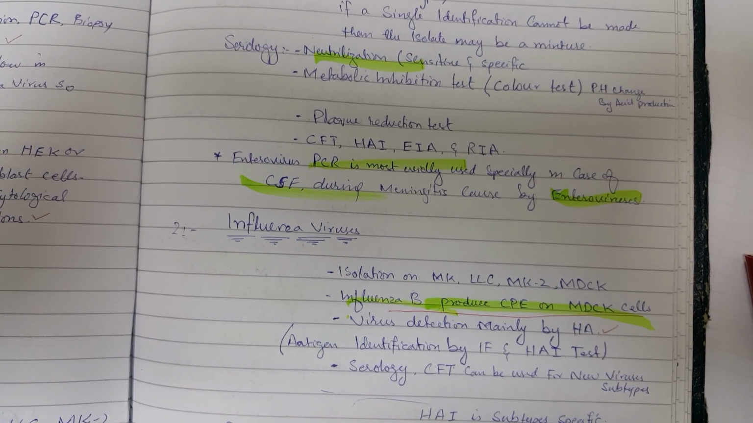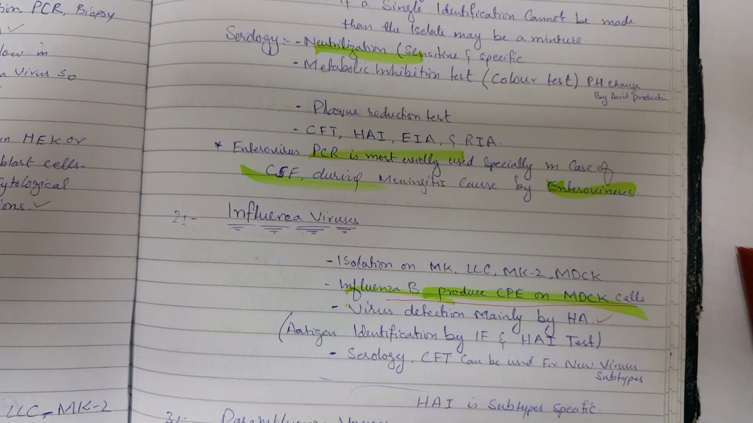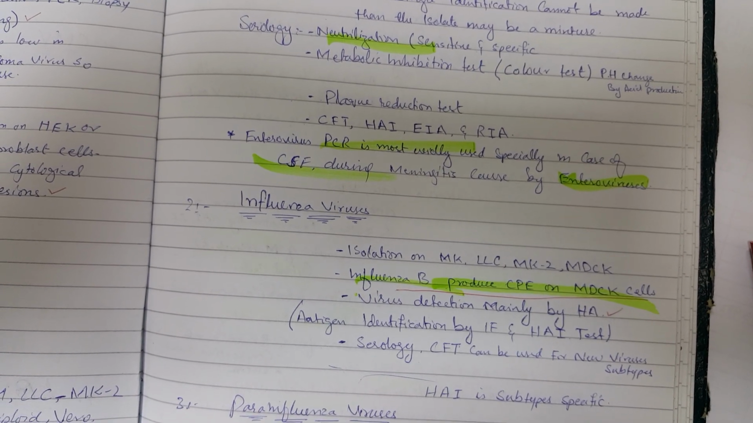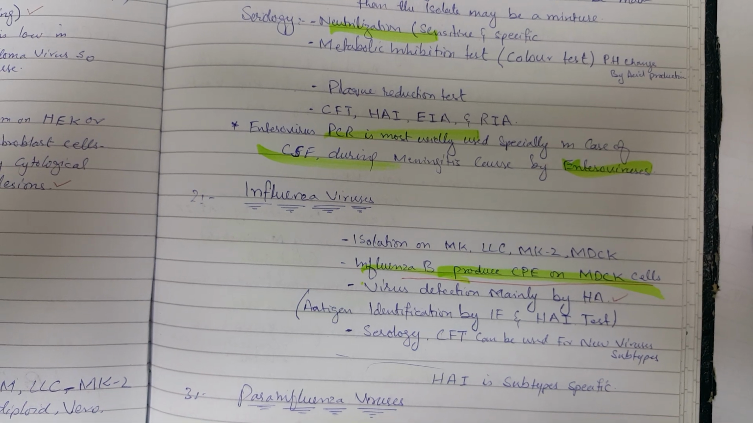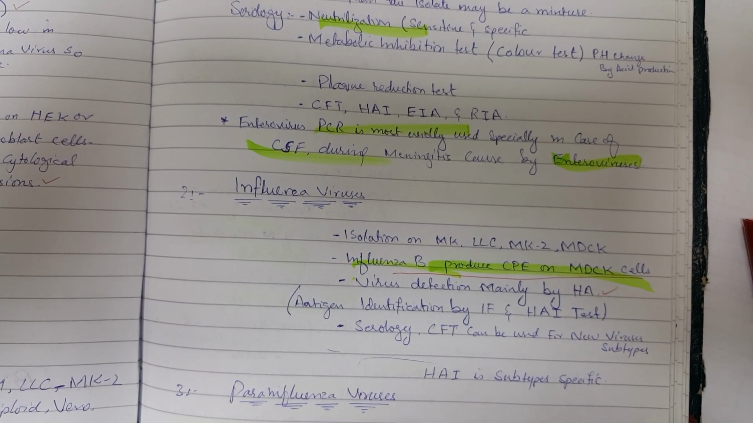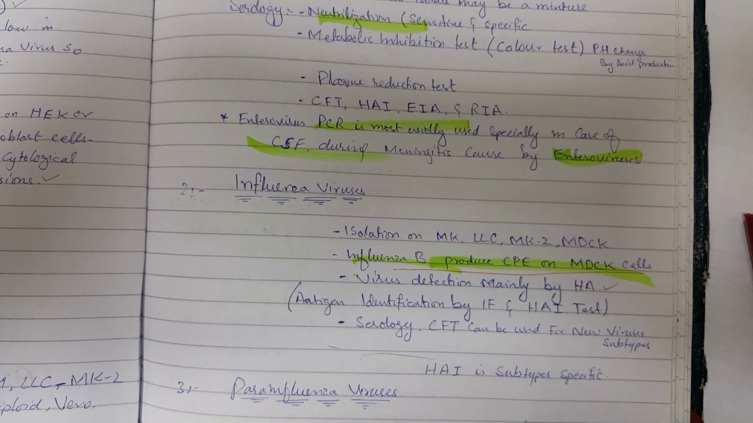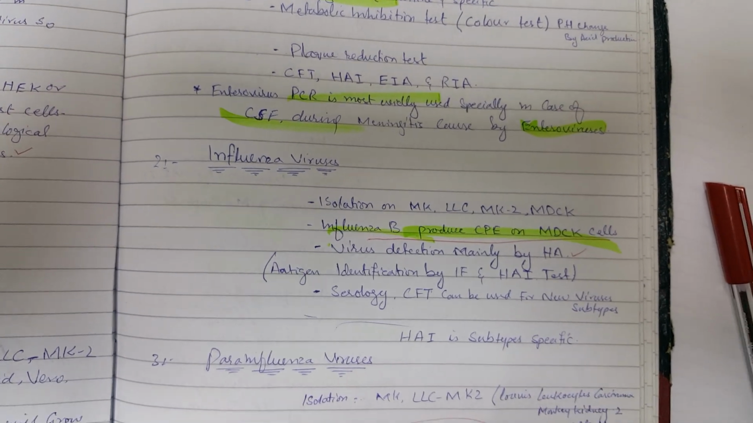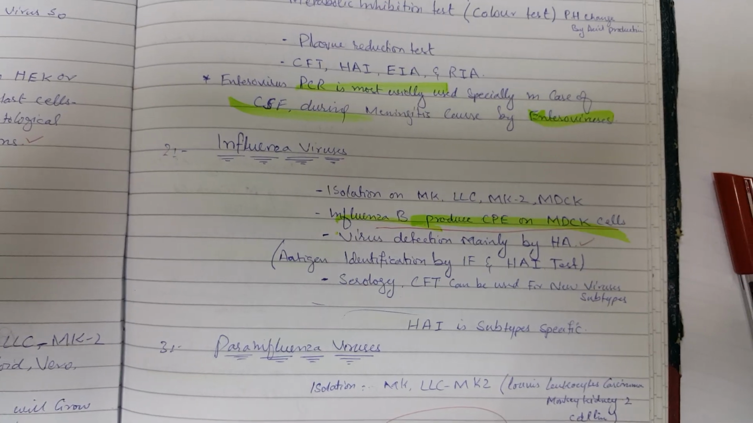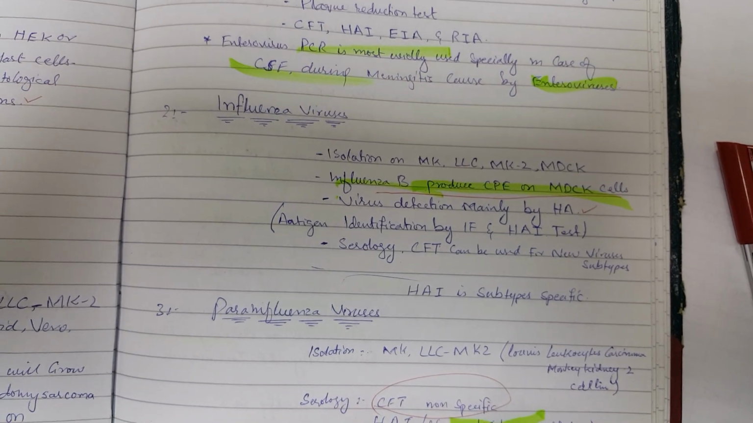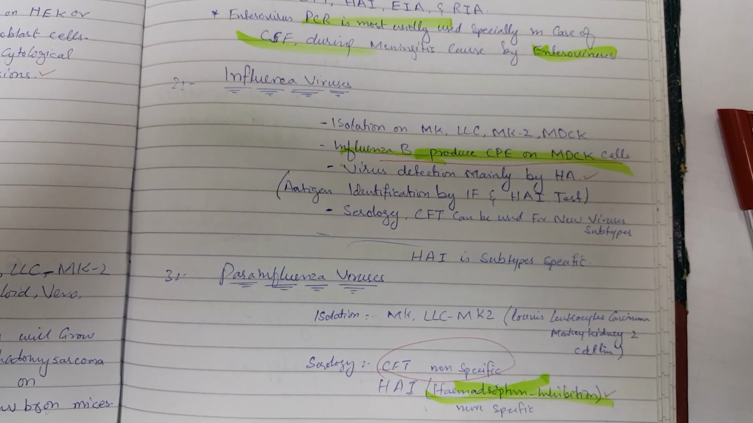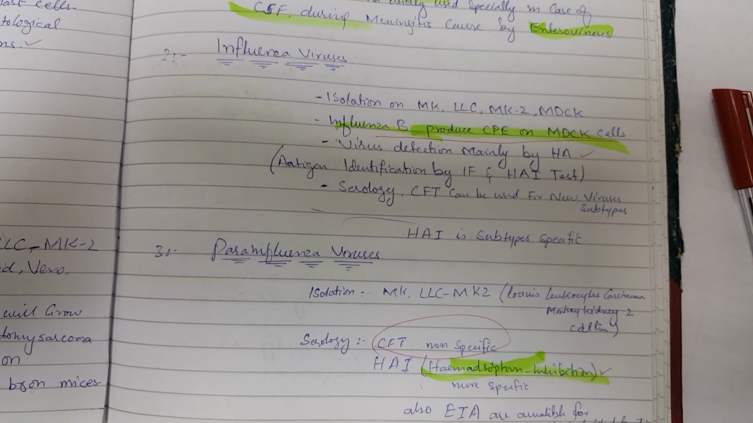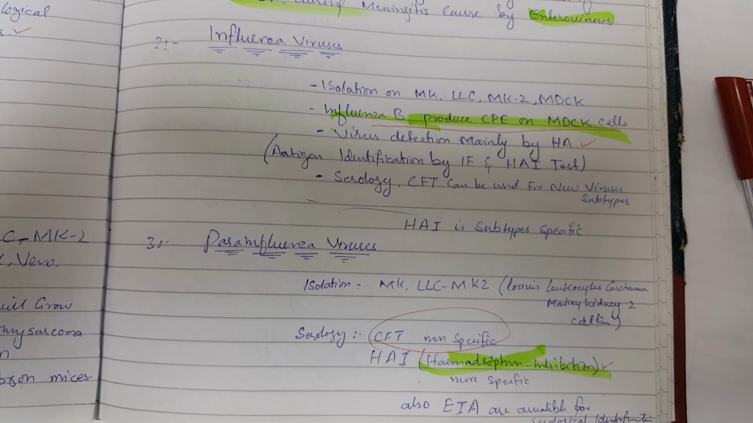Influenza B viruses produce cytopathic effect on MDCK, monkey kidney cell lines, and viruses are detected mainly by the HA antigen, identification by IF and HAI test. Serological complement fixation test can be used for the new viruses subtypes. Parainfluenza viruses isolation can also be done by MK, LLC, and MK2, Lewis lung carcinoma, monkey kidney 2 cell lines, and serology.